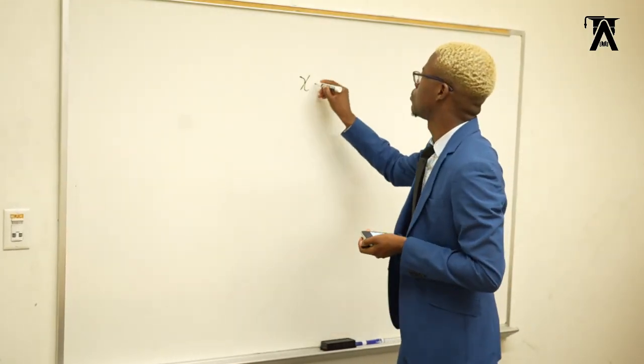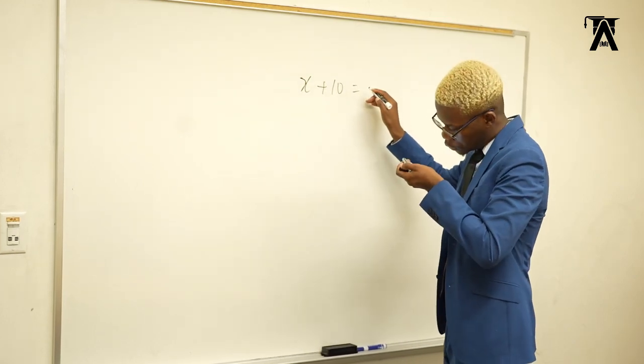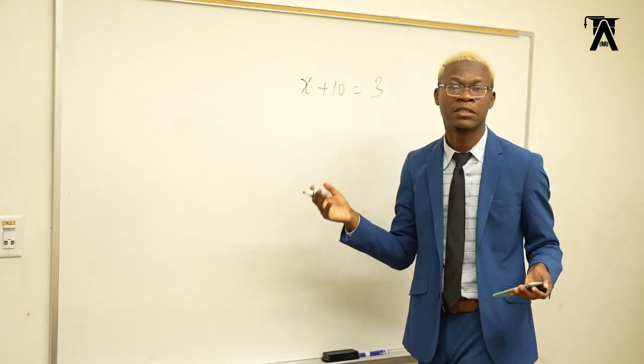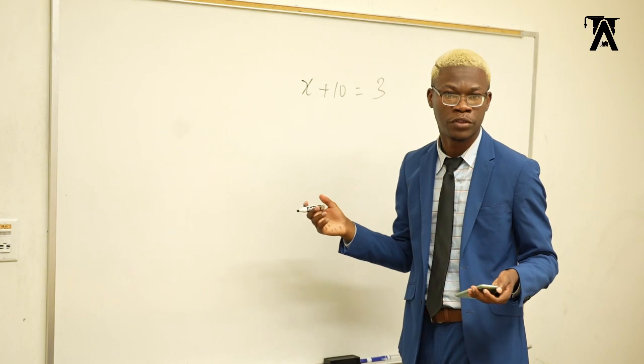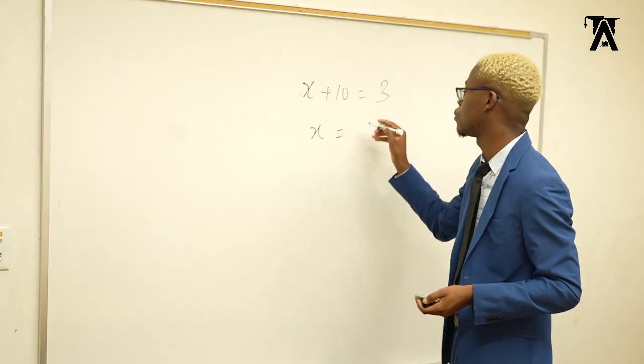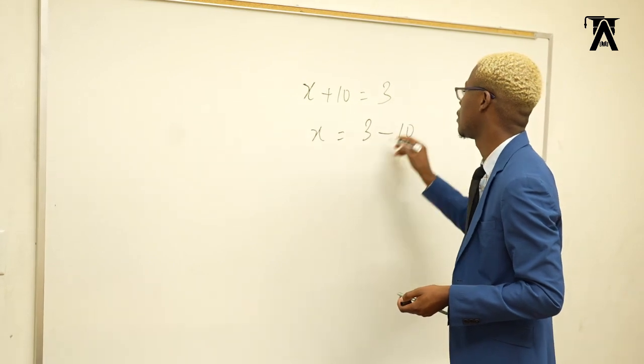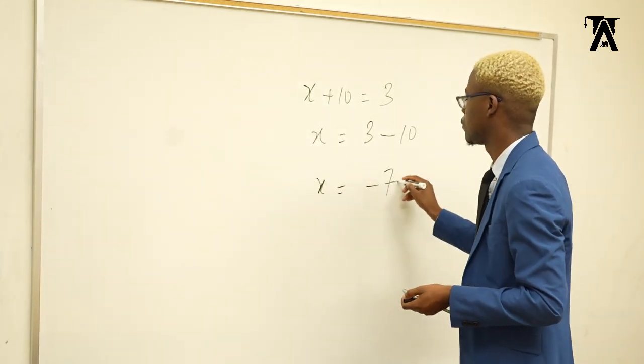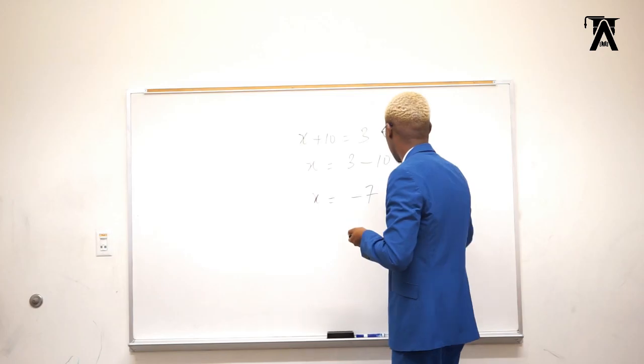So question 1 says, what value of x is the solution to the equation x plus 10 equals 3? Now, this is a simple algebra question. So we find the value of x here by subtracting 10 from 3. So x equals 3 minus 10, x equals negative 7. And that is option B.